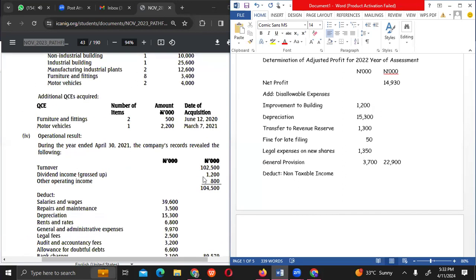So we were told that they have dividend income. Dividend is non-taxable, right? Because it's franked investment income. So what do we have as dividend? Grossed up, 1,200. Have it? 1,200.